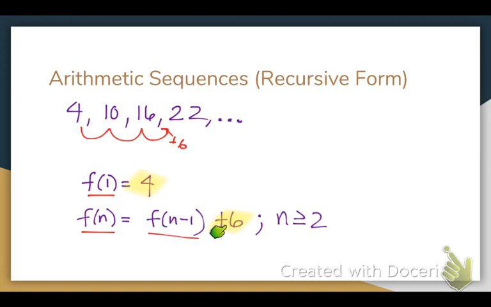The only thing that changes is this plus 6, or maybe it'll be times 3, or maybe it'll be divided by 1/2 or something, or times 1/2, so on and so forth. Any other questions about arithmetic recursive sequences before we look at geometric?